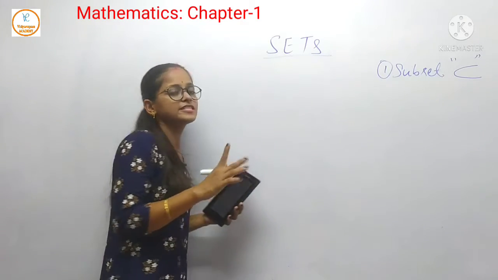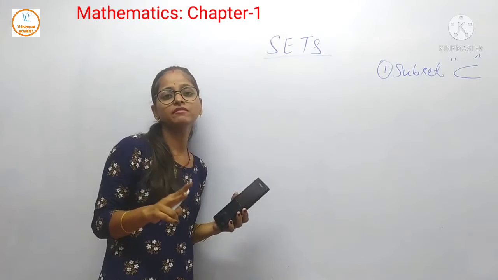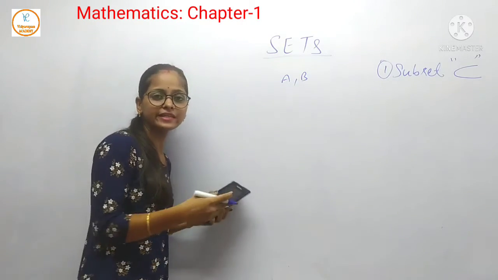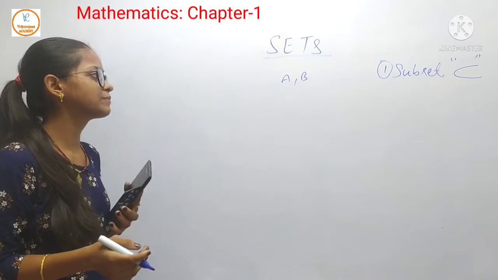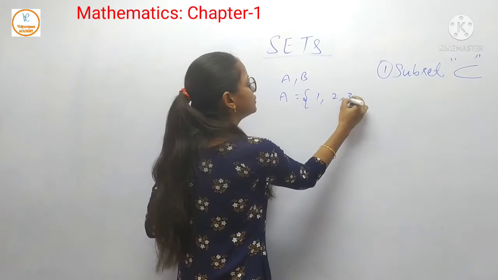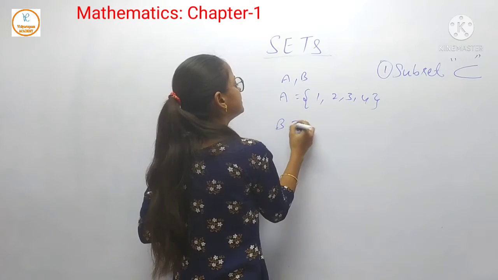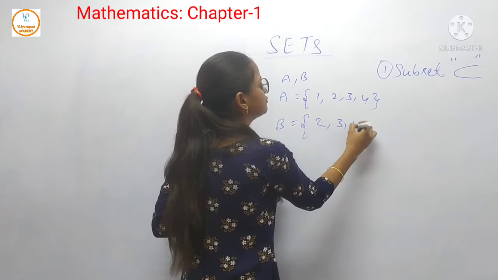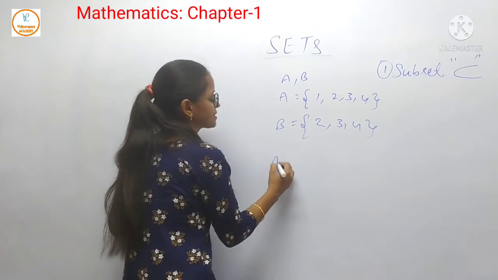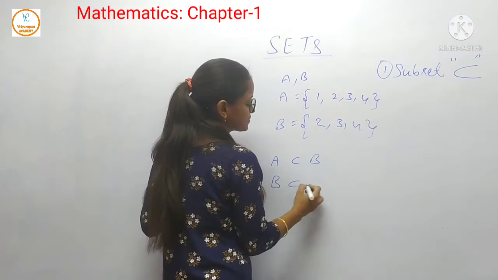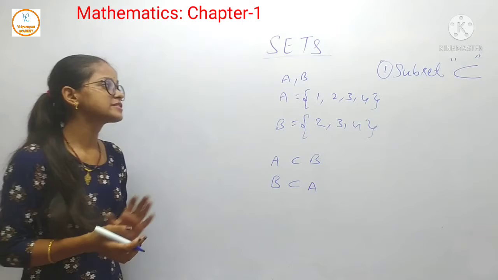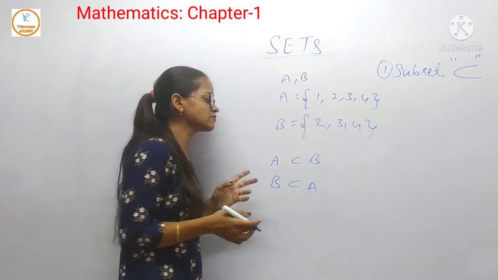For a subset, how many sets do we require? We must require 2 sets. Let us take them as capital A and capital B. I have the elements in A as 1, 2, 3, 4, and the elements in B as 2, 3, 4. Now I have to show whether A is a subset of B or B is a subset of A. Which condition is true? How can we solve this? What is the meaning of subset?